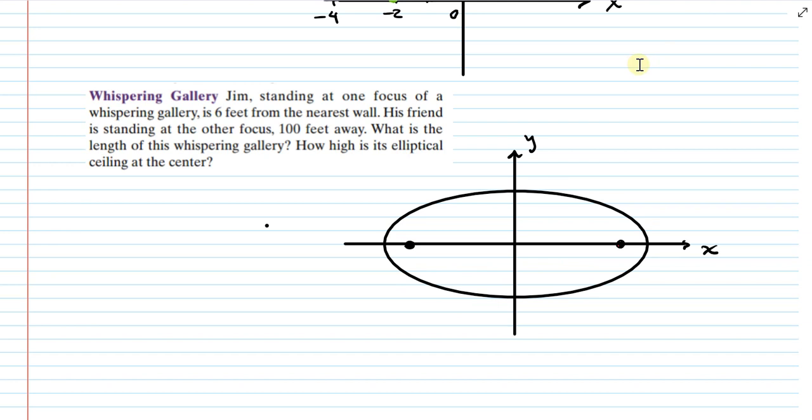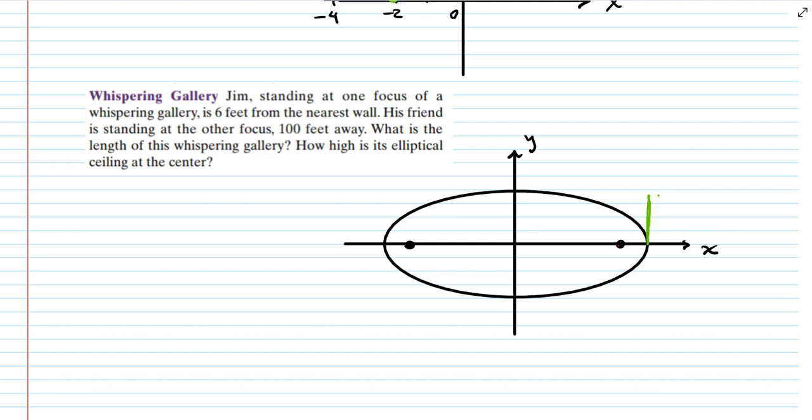Okay, so we are back to what I had. All right, so it's because of that reflexive property again that they can communicate with one another. Now let's put the specifics to work here. Now we're told Jim is on the focus 6 feet from the nearest wall. Now it doesn't matter whether it's on the right or left focus. I'm just going to take it to be the right side for simplicity because things are positive on the right side.